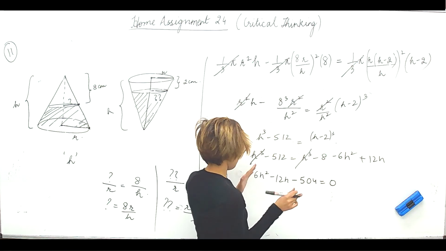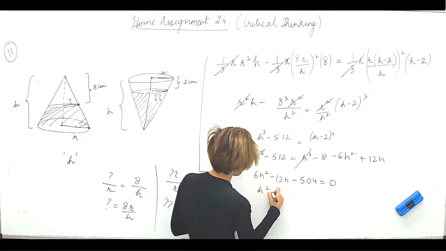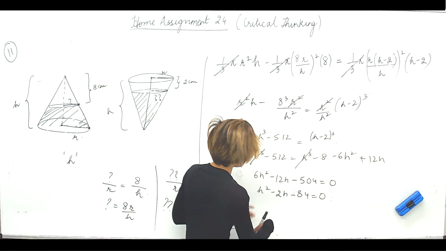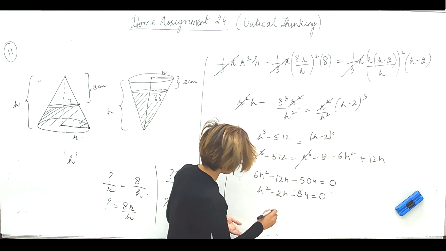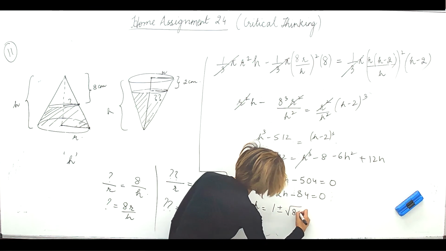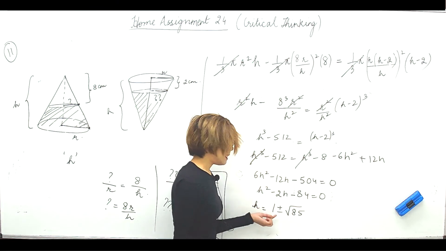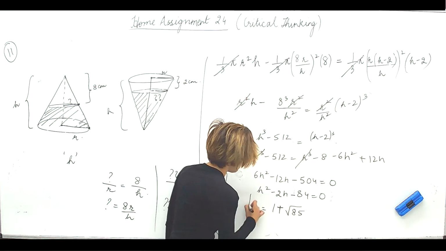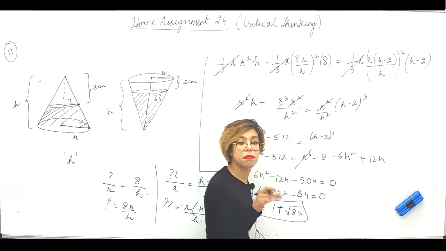Okay. This is h square minus 2h minus 84 is equal to 0. Here factorization won't work. Hopefully h will turn out to be 1 plus minus root 85. Obviously height can't be negative, so I will write the answer as 1 plus root 85 centimeter.